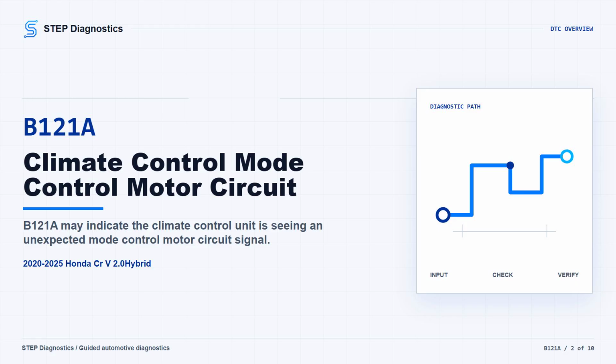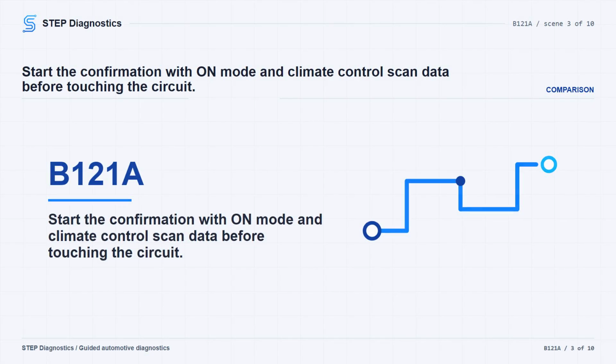The broad fault areas can include the mode control motor circuit, wiring or connector issues, the shared signal return circuit, or a possible climate control unit internal circuit problem. Start with the basic system checks and keep the diagnosis structured before going into circuit testing. For the confirmation step, turn the vehicle to on mode. Then use the HDS path body electrical HVAC data list to look at the related climate control data.